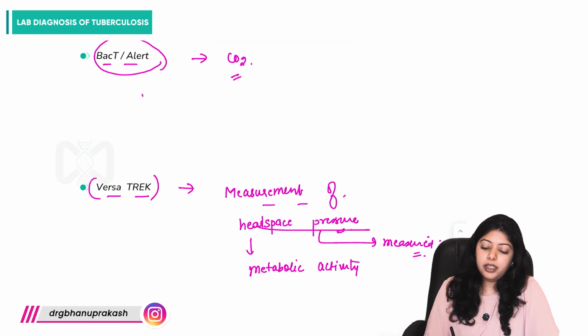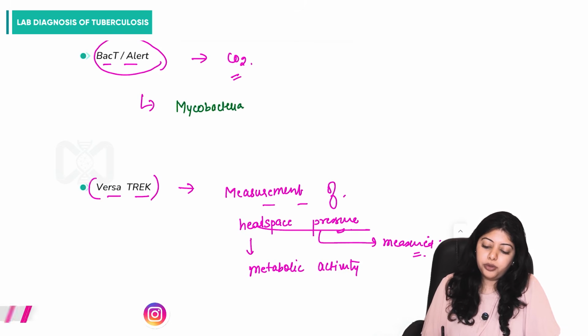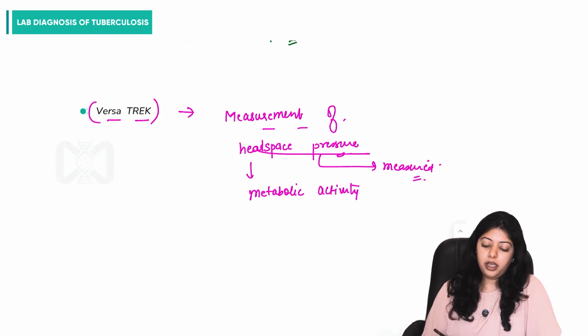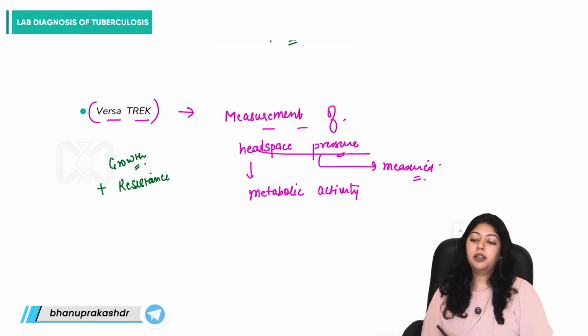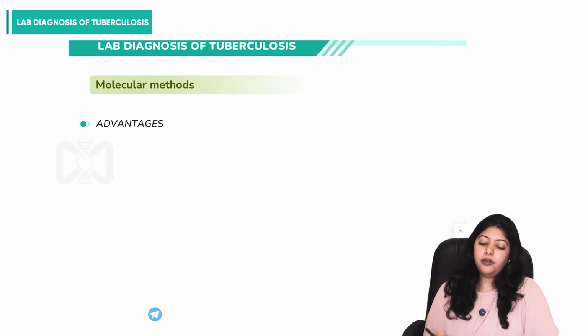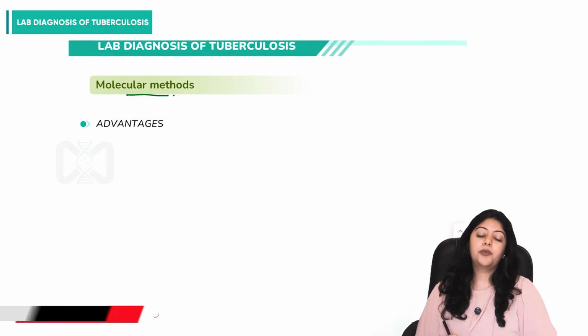So BacT-Alert is just measuring the mycobacterial growth, whereas the other system also detects resistance plus growth. Right? So now let's move on to the molecular methods.